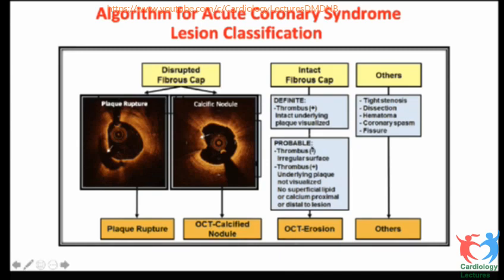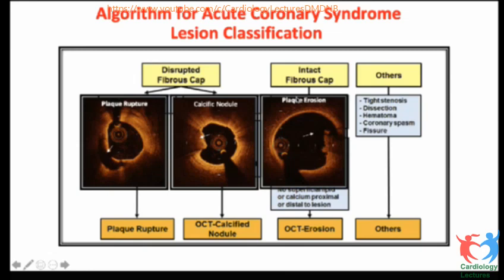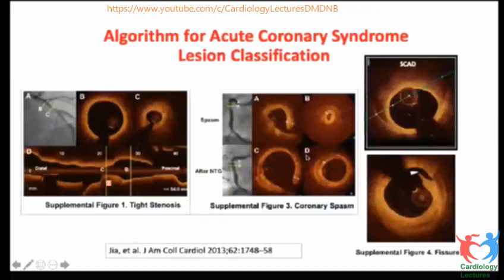And the last one is your erosion. Erosion is nothing but the intact fibrous cap with the superimposed thrombus. This constitutes about 25% of all your ACS. The less common causes are tight stenosis. We all know tight stenosis causes ACS.